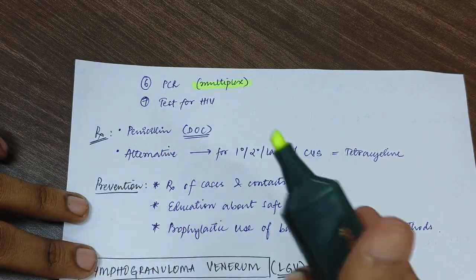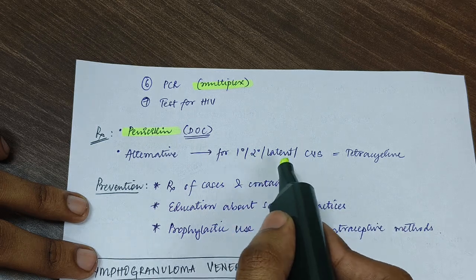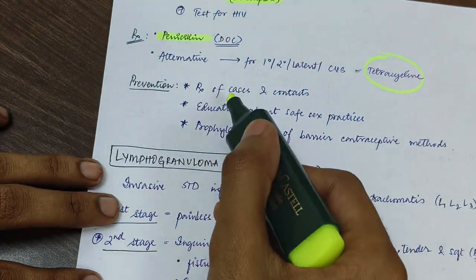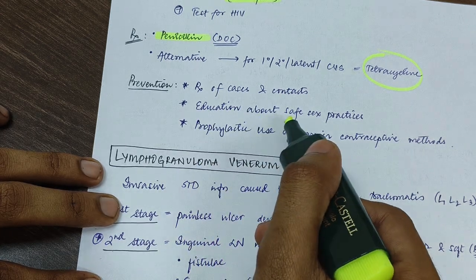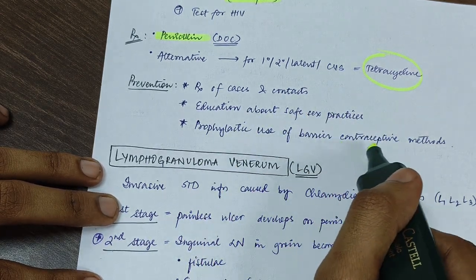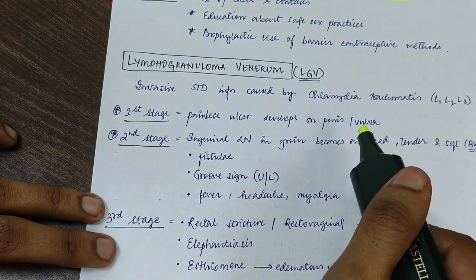Then penicillin is the drug of choice here. Alternative for primary, secondary, or latent syphilis is tetracycline. Prevention is treatment of the cases and contacts, education about safe sex practices using condoms, then prophylactic use of barrier contraceptive methods. Then lymphogranuloma venereum is the next disease I'm going to start.